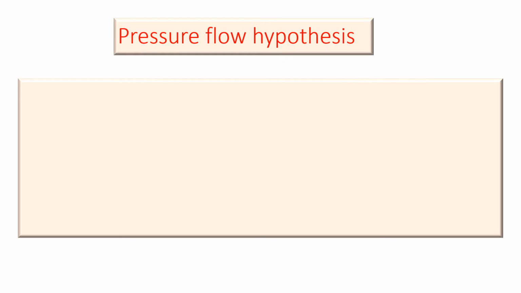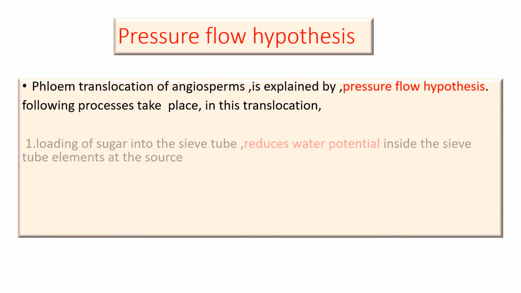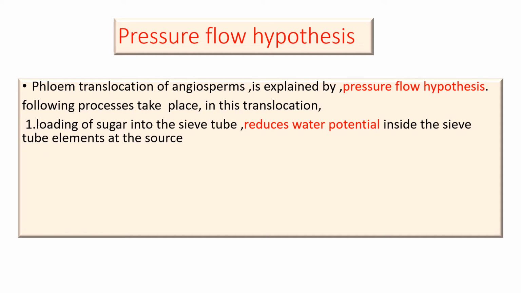Pressure flow hypothesis. Phloem translocation of angiosperms is explained by the pressure flow hypothesis. Following processes take place in this translocation. 1. Loading of sugar into the sieve tube reduces water potential inside the sieve tube elements at the source.